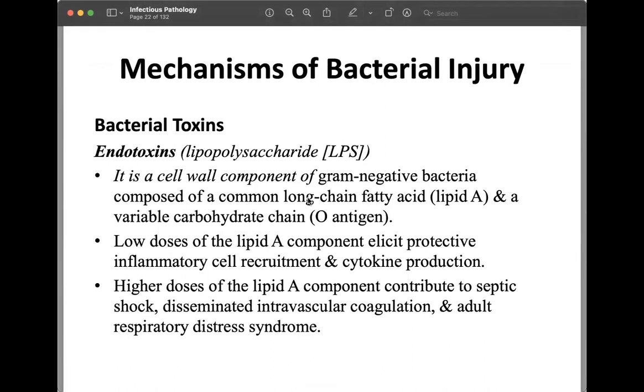Now, some organisms will secrete toxins, and toxins come in the form of endotoxins and exotoxins. Endotoxin is a component of gram-negative bacteria, and the chief chemical component of endotoxin is called LPS or lipopolysaccharide. It stimulates production of massive amounts of cytokines, particularly IL-1 and IL-6, causing fever and septic shock.